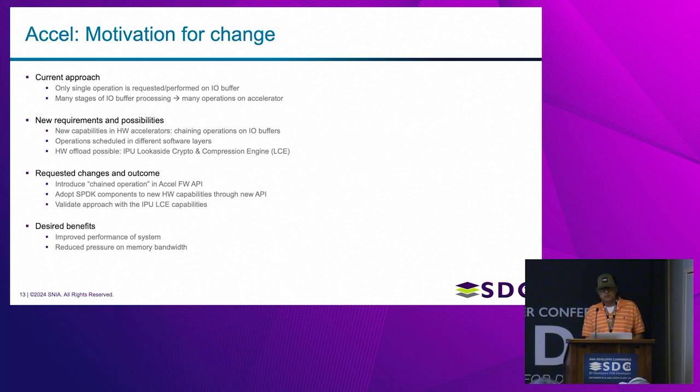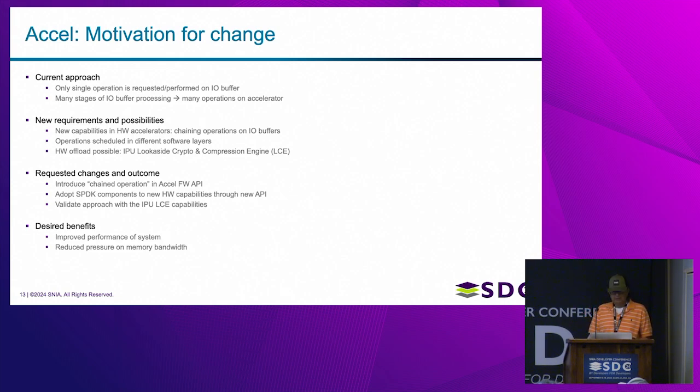So some of the new requirements that we wanted to bring to this framework are, for instance, to integrate with the new capabilities in hardware accelerators such as the IPU, being able to chain operations on IO buffers, and to be able to schedule operations that are residing in different layers of software, and also, wherever we can, some of these new changes can be offloaded to the IPU LCE engine.